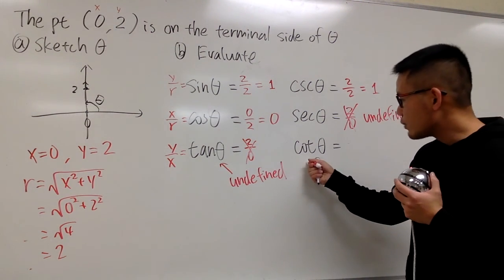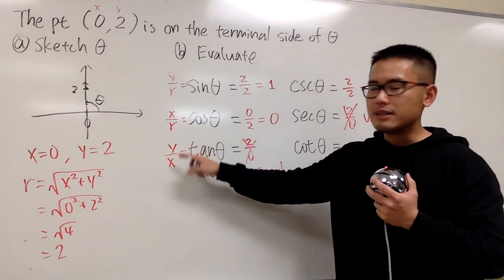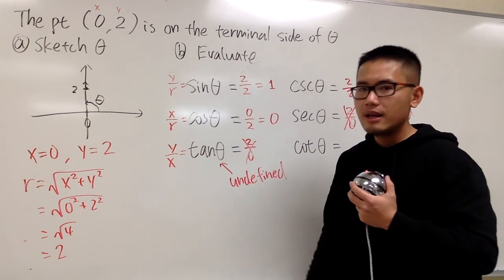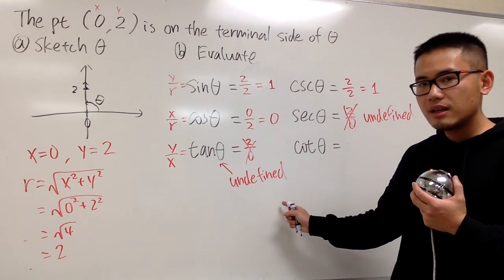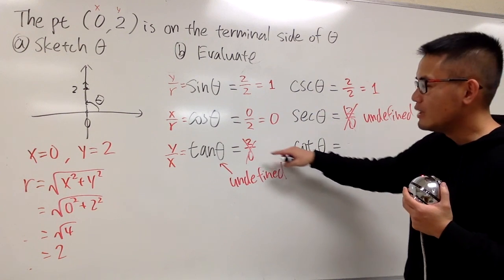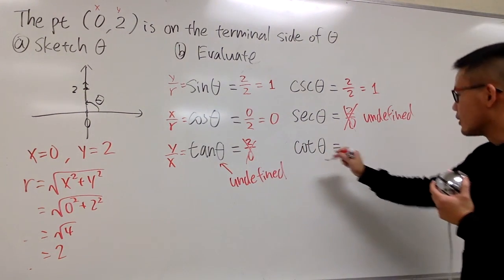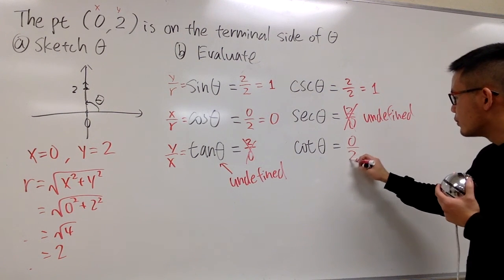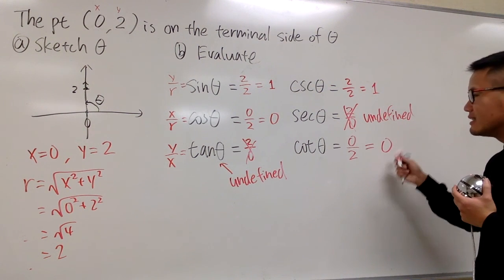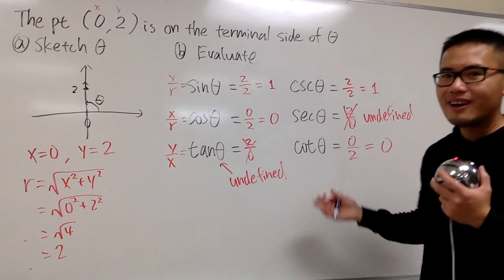Okay, last one, cotangent theta. It's the reciprocal of this, x over y. Earlier for tangent, it was undefined because you had 2 over 0. But for cotangent theta, it will be 0 over 2, the reciprocal of it, right? So cotangent theta is 0 over 2. This is actually doable, and the answer to this is 0. And we are done. These right here are the answers. That's it.